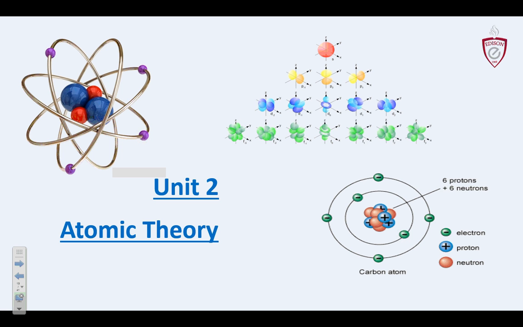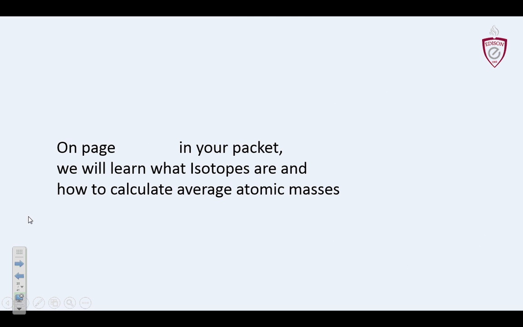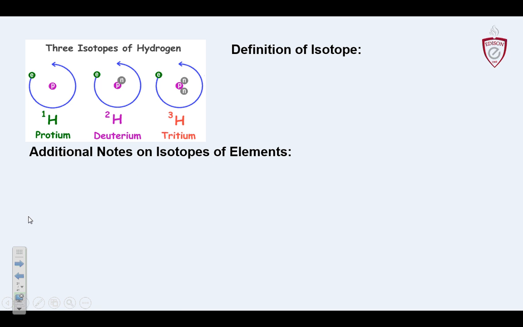We're in Unit 2. What we're doing today is working with some pages in our pack, 16 and 17, talking about isotopes, what they are and how to figure out the average atomic mass of an element based upon the isotopes that exist. So the first thing we have to know is the definition of isotope.